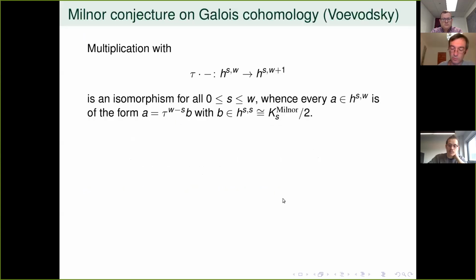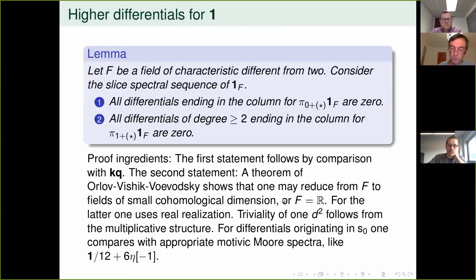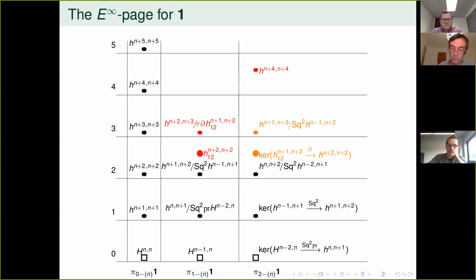And then you can sort of guess that the worst that might come up is a Moore spectrum like the one I've given you here. You can play around with these Moore spectra a little. It's not too bad. So these are the basic ingredients in proving this lemma, which takes a bit of work. But then we get the E infinity page for the slice spectral sequence of the sphere.